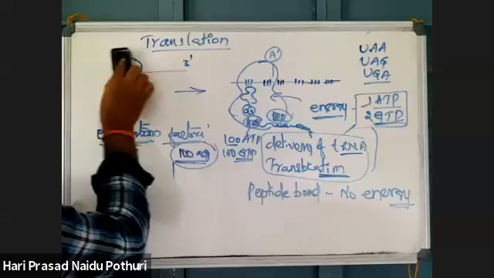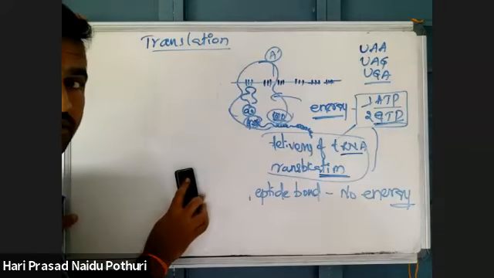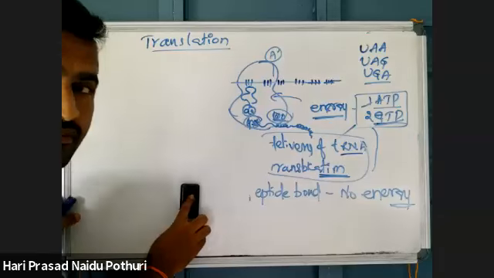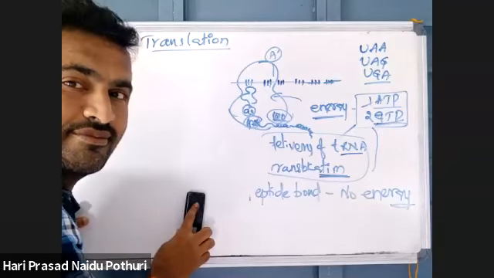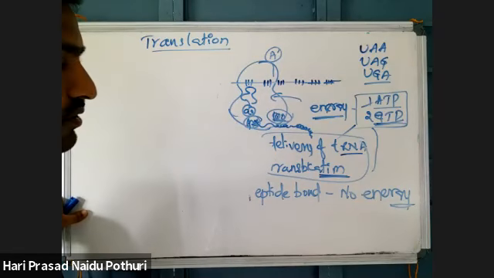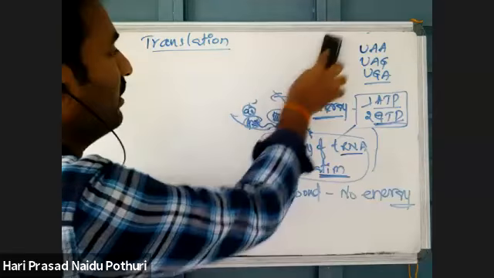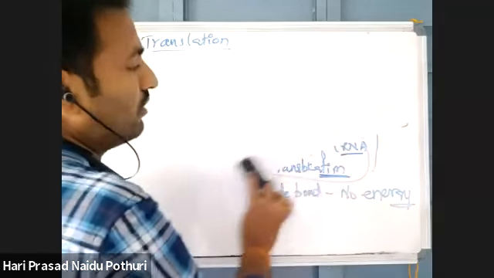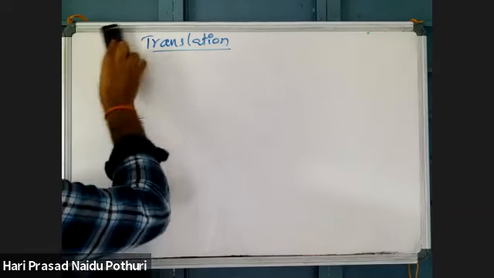Elongation step of translation or protein synthesis. Is it clear? Any doubts on this elongation? Yeah, for 100 amino acids, 100 ATP and 200 GTP. Total 300.